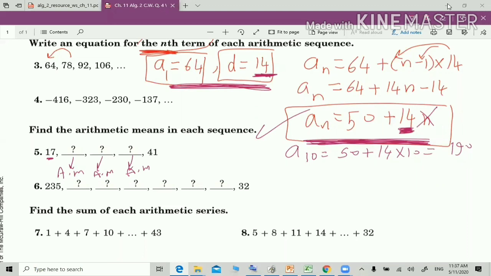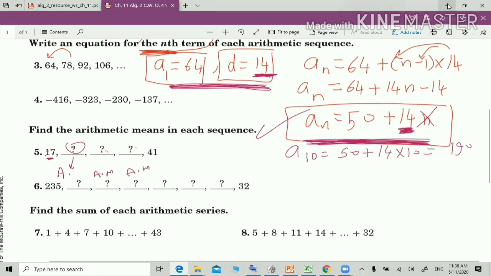So if you see the word arithmetic means, don't be confused. It is just telling you about that term, or that term. Any term between two terms is called an arithmetic mean. Here, I'm going to find that term and that term and that term. Okay.